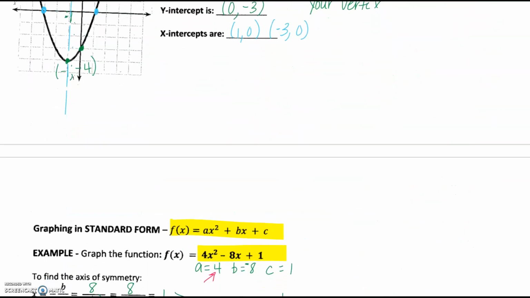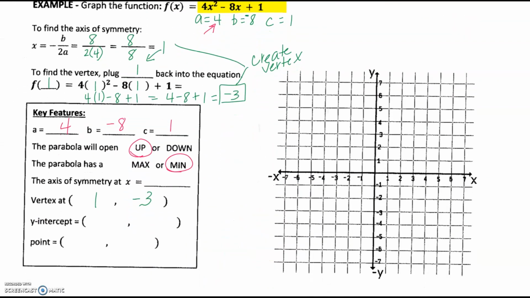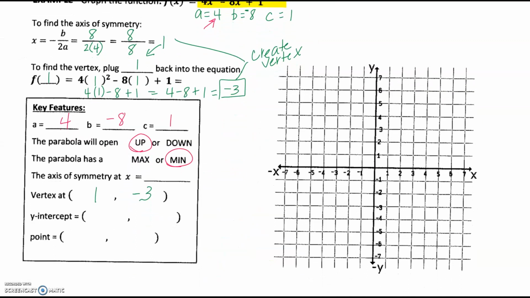So we can now go back. And the y-intercept is always (0, c). C is 1, okay? From there, we're going to create one more point, and we're going to do that after we graph what we know. So let's graph what we know.